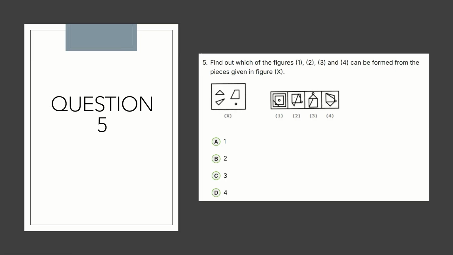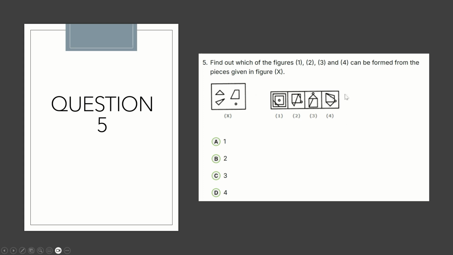Okay, and then moving on to question 5. Looking at all the figures, figure 1 to figure 4, with the first figure, we can see that that's not the answer because it has squares inside. And we don't have any squares in the pieces given in X. So we'll look at figures 2, 3, and 4.